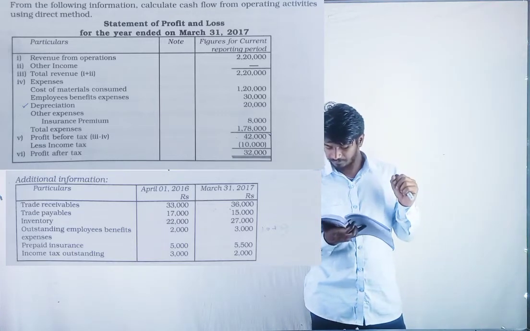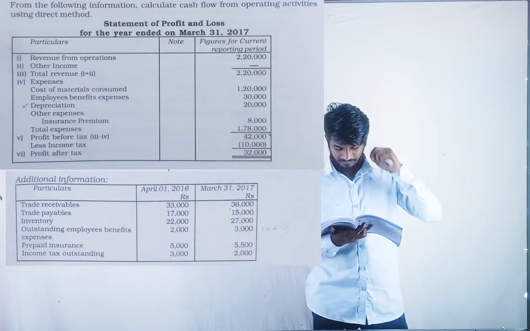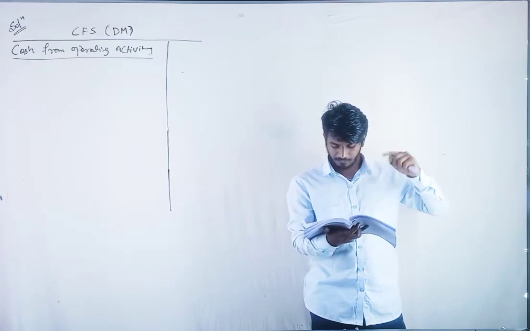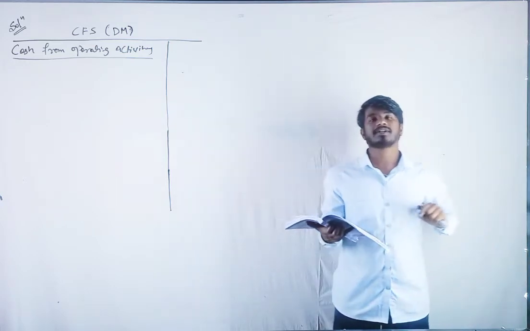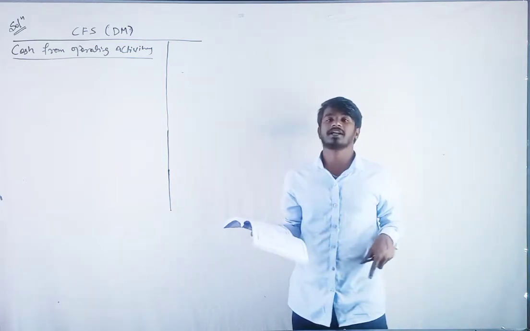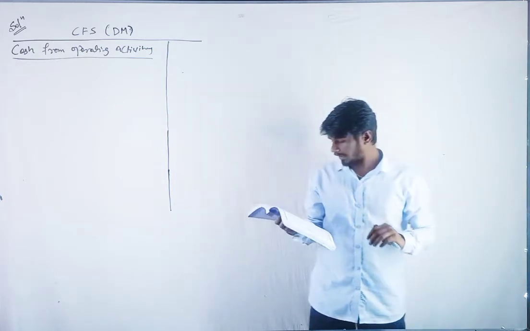From the following information, calculate cash flow from operating activities using the direct method. Direct method means straight away whatever operating expenses are there, we will put there. Nothing else.